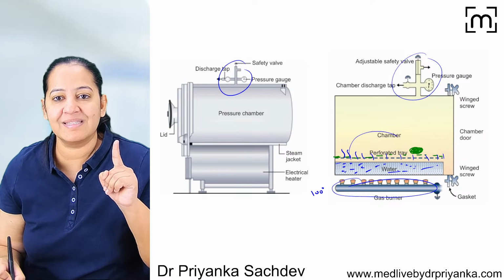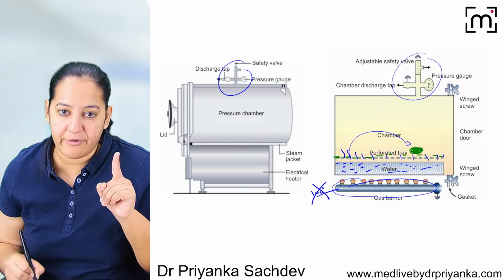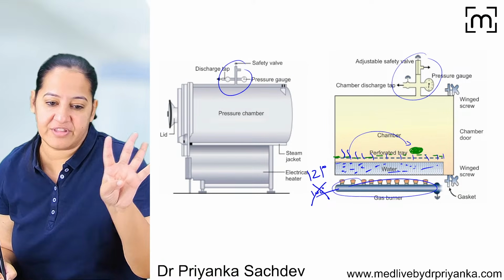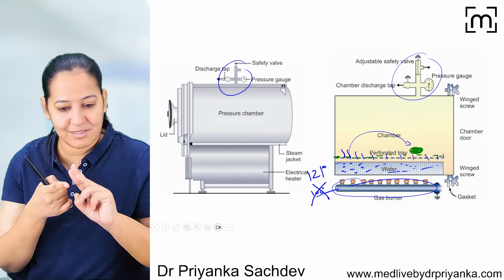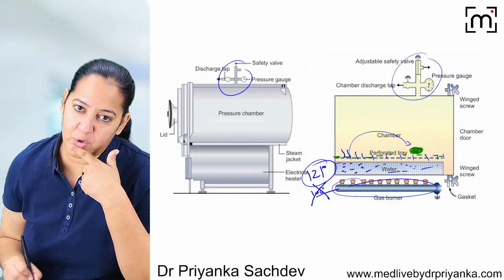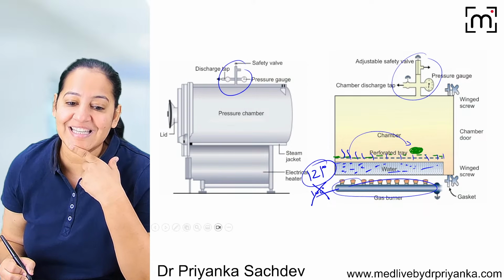But you will say, ma'am, the problem is the same now. If the steam is at 100, it will not kill spore. I want the steam not at 100. I want the steam at 121. If the steam temperature is 121, it will kill everything. It will kill bacteria, obviously, virus, fungus, parasite, but it will kill spore also. So is it possible to generate the steam at 121?